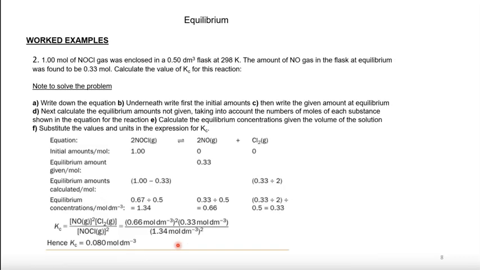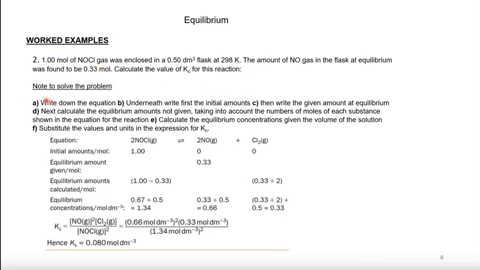Okay. Second worked example. It was said that 1 mole of NOCl gas was enclosed in a 0.5 dm cube flask at 298 Kelvin. The amount of NO gas, nitrogen oxide gas, in the flask at equilibrium was found to be 0.33 mole. Calculate the value of Kc of this reaction. That is the problem for us.